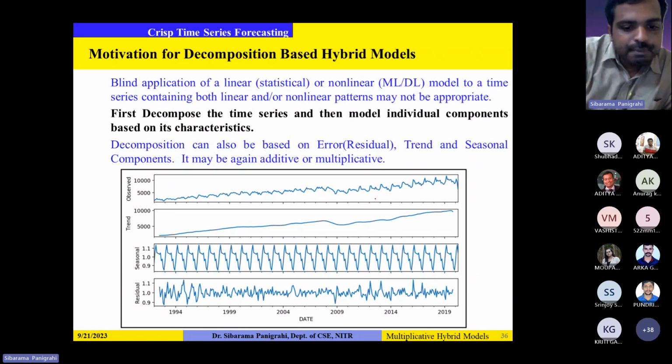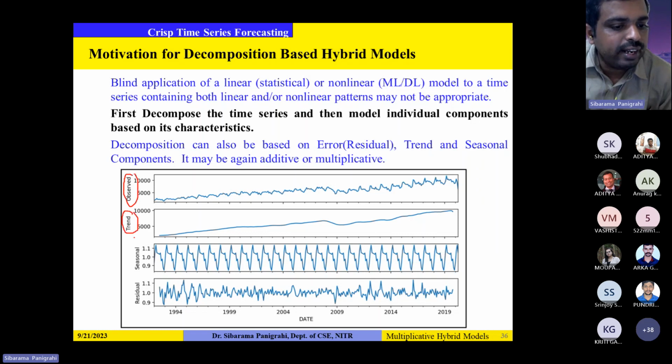So you can use these decomposition based hybrid models, and authors have also used the classical time series model. The time series has components trend, seasonal, cyclical, and error, or residual. So you see, one can decompose the original time series. This observed series means the original time series, right? One can decompose this observed time series into three components. One is trend, another is seasonal, and another is the remaining, that is the residual component. This is how you get it: observed minus trend minus seasonal. Then you will get the residual component, right? So this is how you can get the residual component.